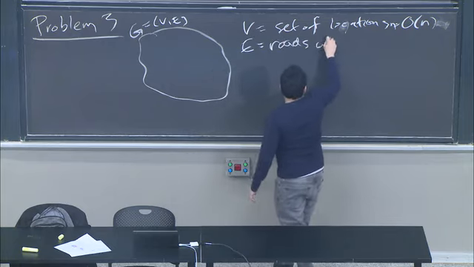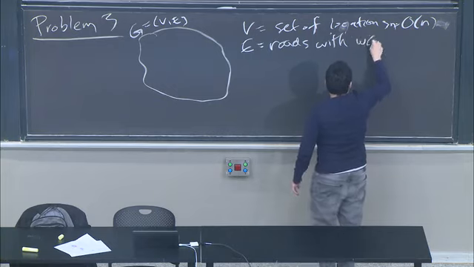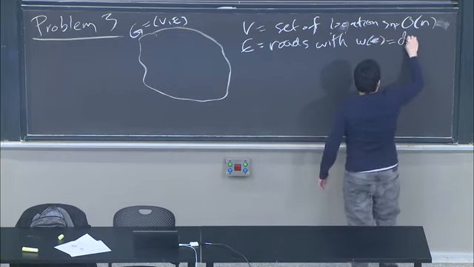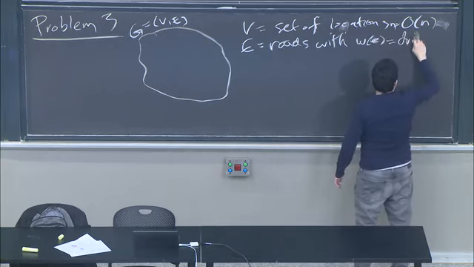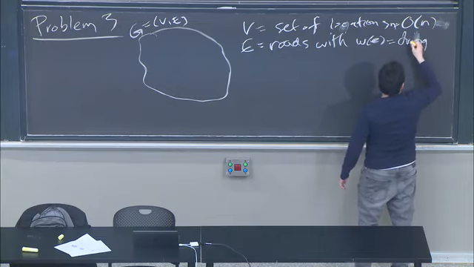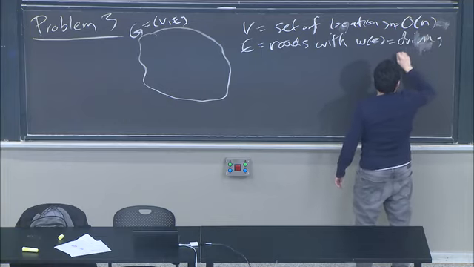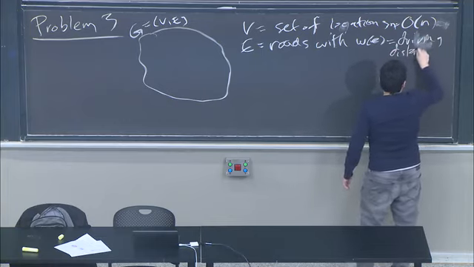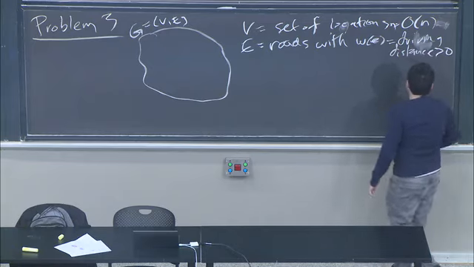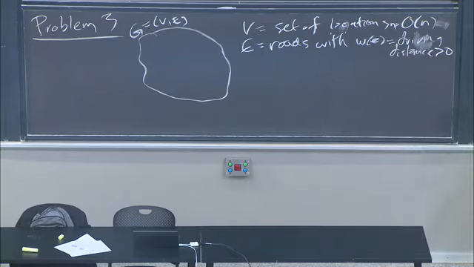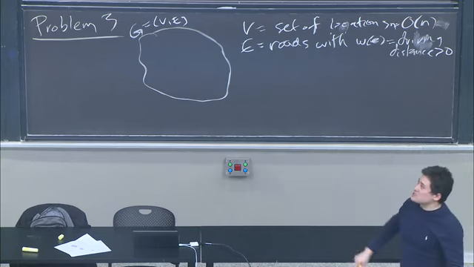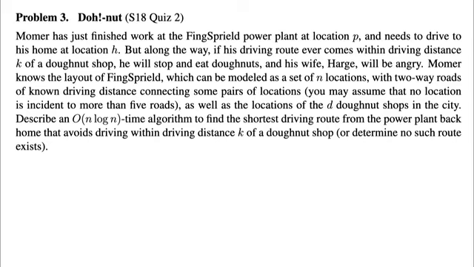Roads with weight equal to driving distance, which by my assumption is going to be greater than 0, right? Now it's not stated explicitly, but that would be a reasonable assumption for you to make on your exam, because distances are positive. We would probably be more explicit about that these days.